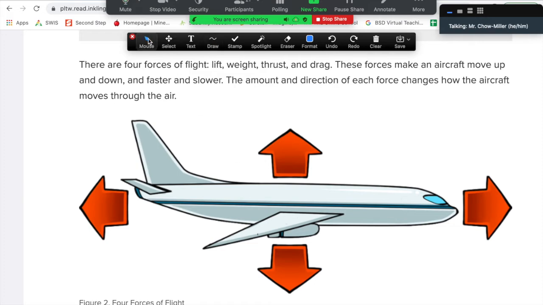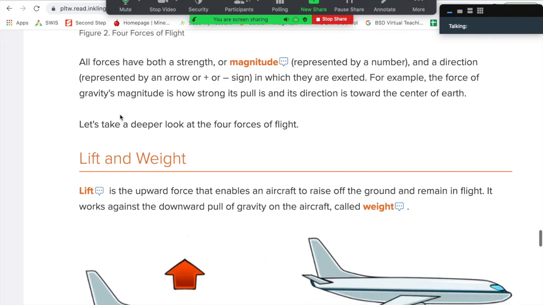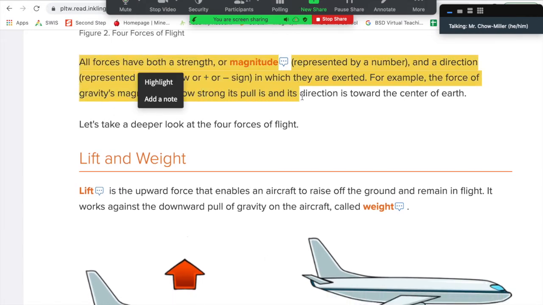Groovy. Let me turn my writing tools off. Hudson, can you read this paragraph here, please? Starting with the word all.